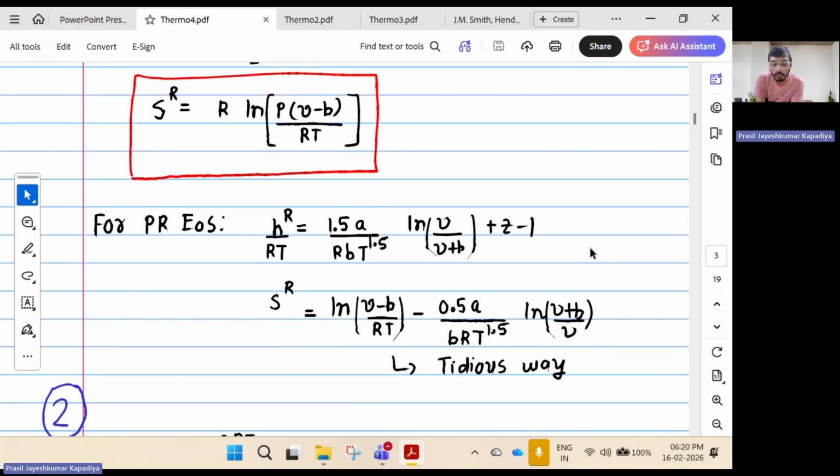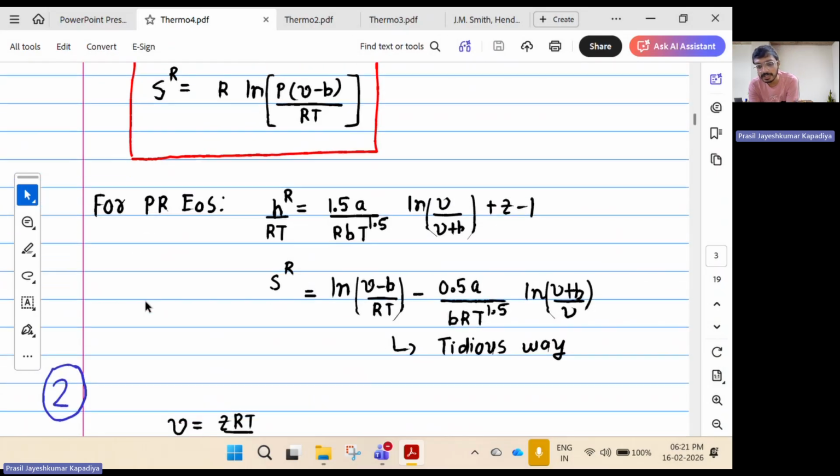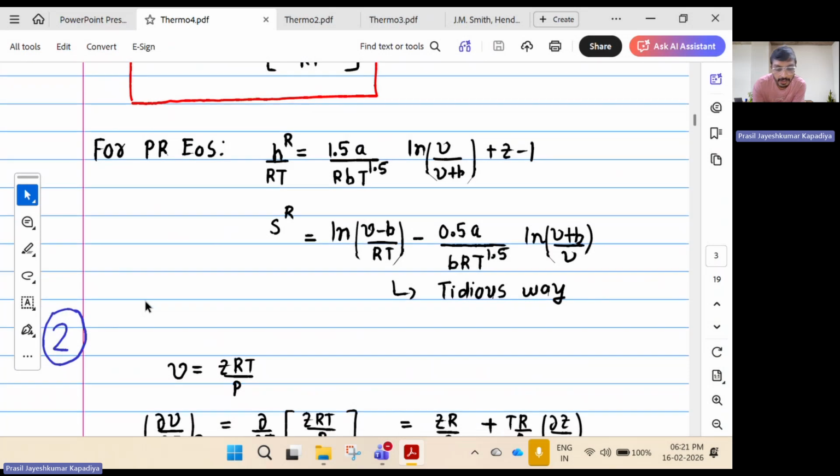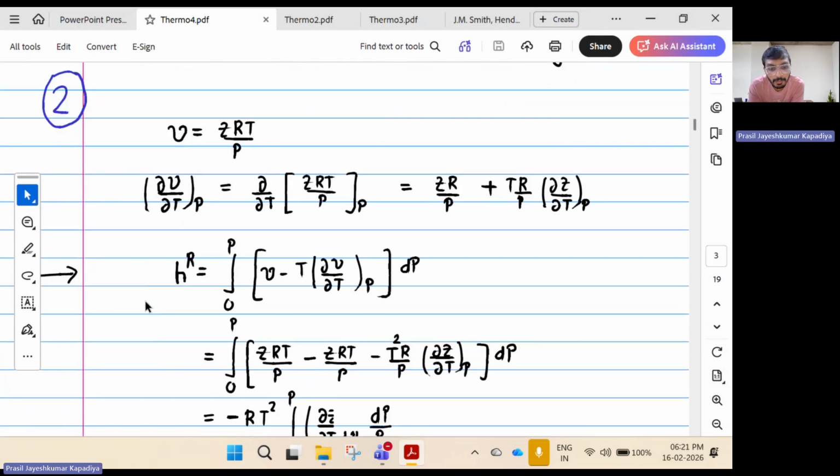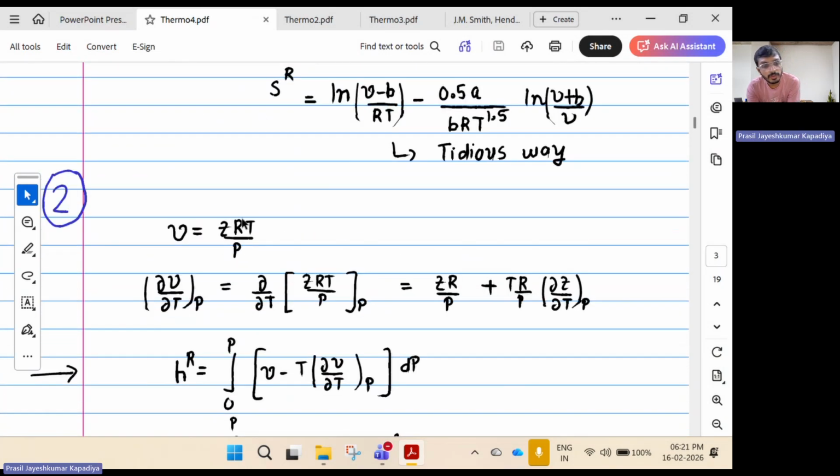Okay, so this derivation itself is very tedious to do for each equation of state. When we are dealing with the equation of state approach to find the residual enthalpy and residual entropy, is there any other way we can do it? In the last class, at the start of this class, we discussed that we can also use the compressibility factor method. So V is nothing but Z into RT by P.